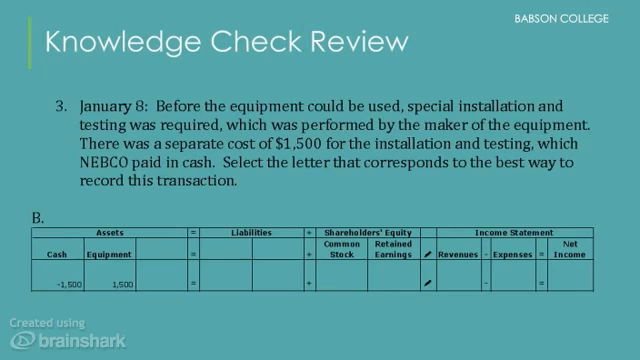So this would increase the recorded cost, or as we say, the book value of the equipment, and then it would mean there's a larger amount to depreciate going forward. So the best way to handle this would be to capitalize this $1,500, add it to the cost of the equipment on the balance sheet.